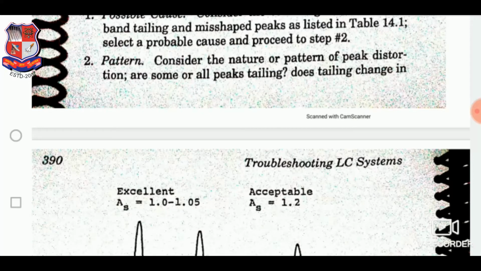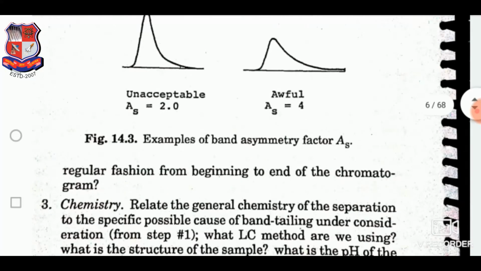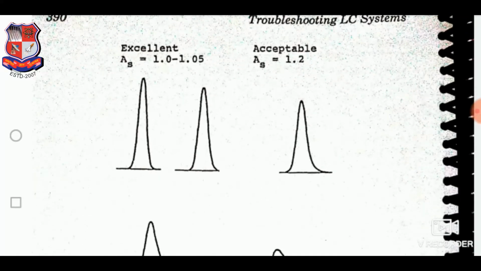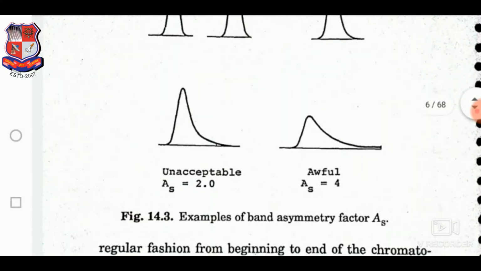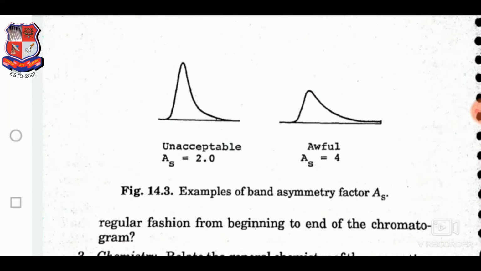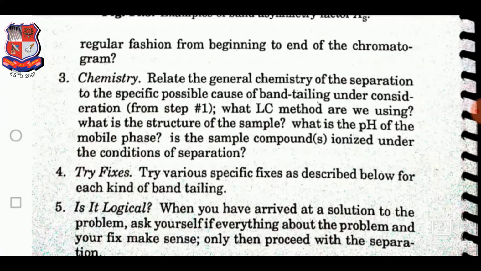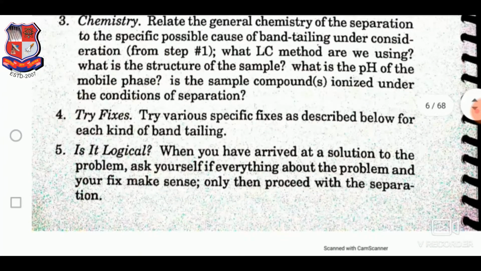Are some or all peaks tailing? Does the tailing change in regular fashion? Here the asymmetry factor also changes. If it is 1.2, then it is fairly acceptable, but if the asymmetry factor is 2.0, that is not acceptable. If it is 4, then it is a full-blown condition. To understand the chemistry related to the separation, find the specific possible cause and try fixes; various specific fixes are described below.